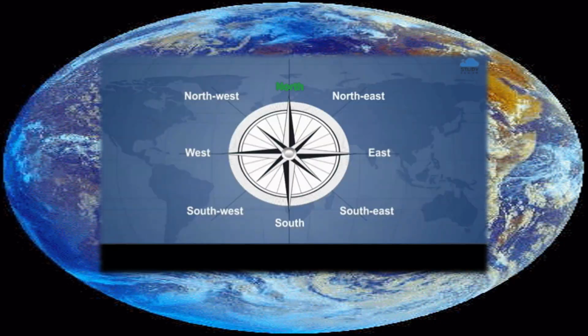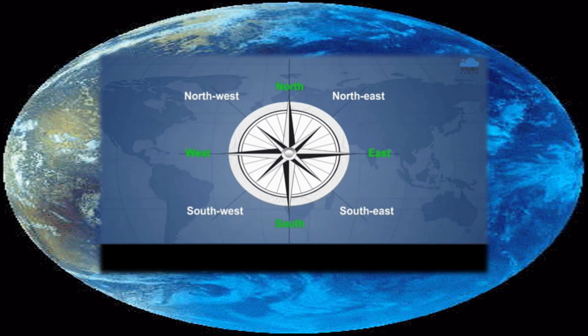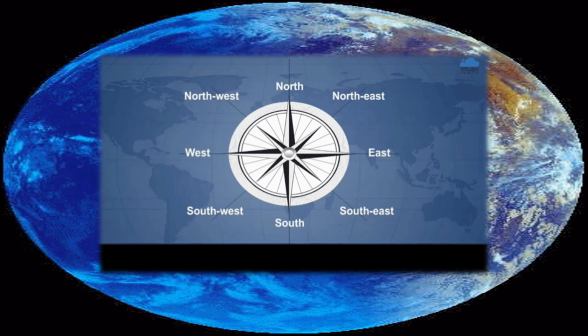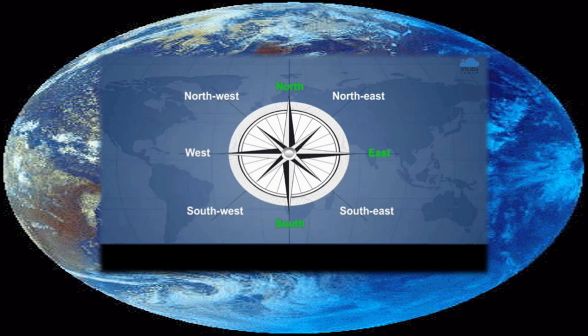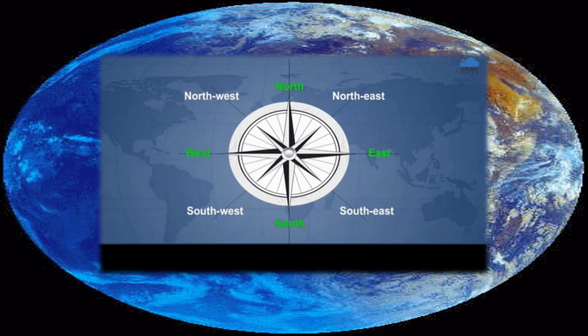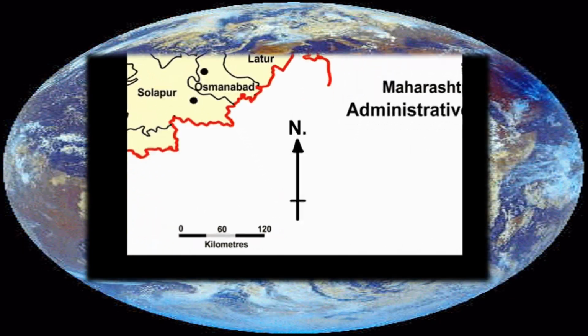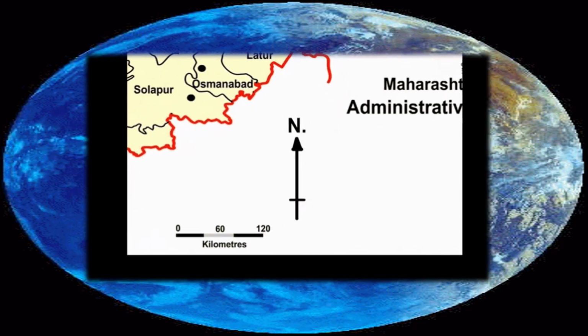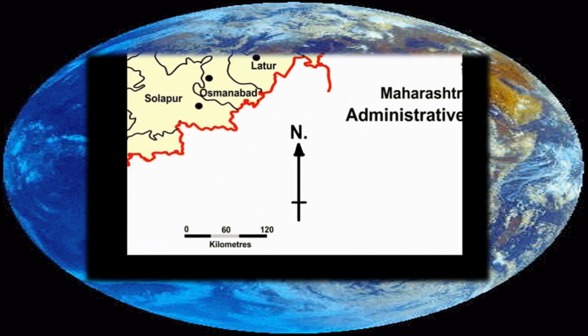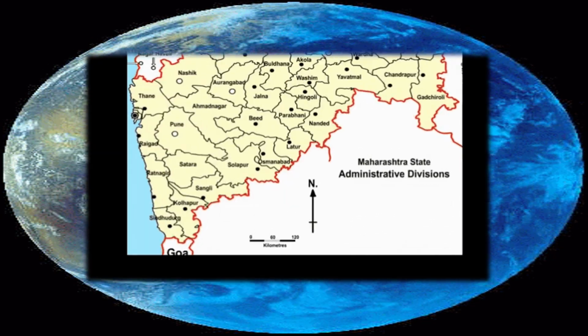This is the compass rose, which shows you the directions and the sub-directions in your environment. And the same compass rose is shown on the map like this, which shows the directions and the sub-directions in your environment. Okay, so let's move on to the next one now, children.